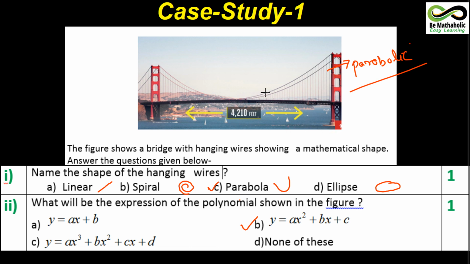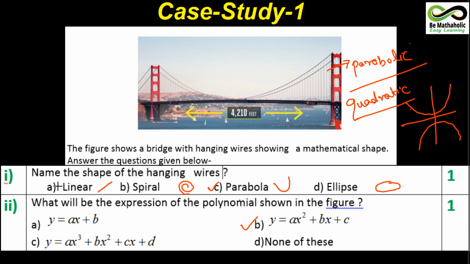This type of parabolic shape is obtained when you have a quadratic polynomial. When you plot the graph of a quadratic polynomial, a U-shaped curve is formed. It is open upwards, sometimes it may be open downwards. Such a curve is called a parabolic curve.